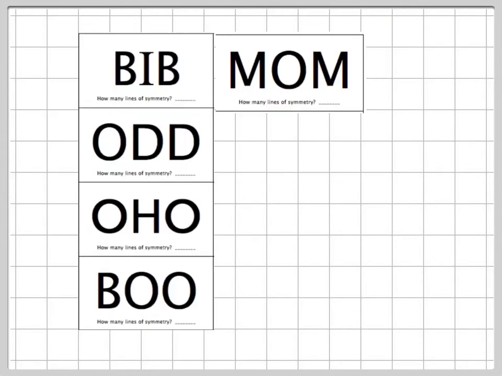Sometimes you get words that have got a vertical line of symmetry, sometimes a horizontal line. So looking at the horizontal ones, bib has a horizontal one. And so does oho, even though it's not a real word, and so does odd, and so does boo. Mom has a vertical line of symmetry. Sometimes you will notice that there are some shapes that have both. For example, the oho word also has a vertical one going down the middle. Apologies that my lines are not exactly in the right place. It's quite tricky to put them in the right place on an iPad.